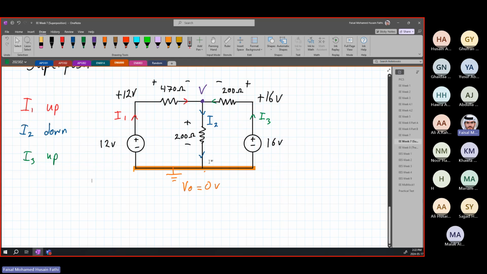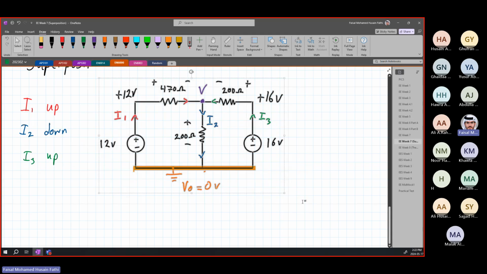The difference now in superposition, the idea is we want to eliminate one source and solve the circuit using another source. For example, remove the 12 volts, then we will solve the circuit. And then remove the 16 volts, and we will solve the circuit again. Then we just combine both, and you will see how I'm going to do that now. So again, first step, assume your current directions and identify them properly.